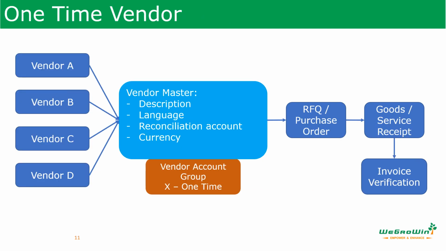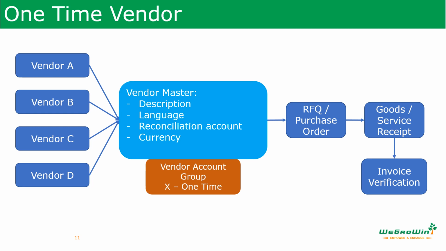A one-time vendor record can be used for a vendor that is only used once or very rarely. For example, there is a need for a material on an emergency basis, and there may be a supplier who will not be able to supply the material on time. In that case, you may be going for a specific vendor. So you need to create some specific masters of vendors for those one-time vendors.